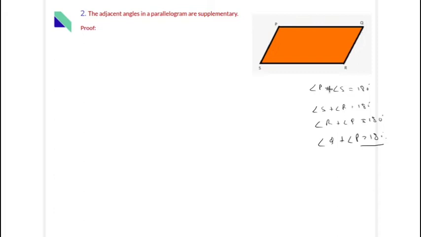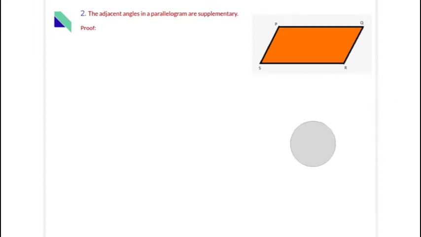Now here we have got the set. But here we will prove it for only one pair of supplementary adjacent angles. If we prove this, then similarly we can say that the other three also hold for the parallelogram. Now we will focus on angle P and angle S.